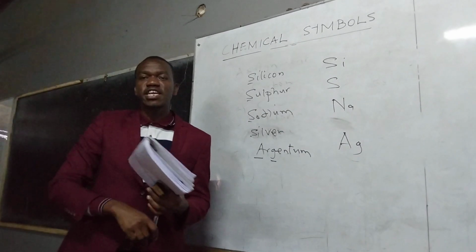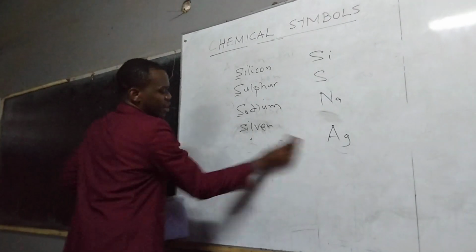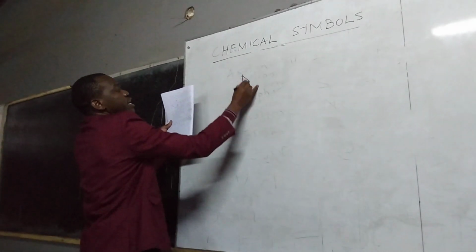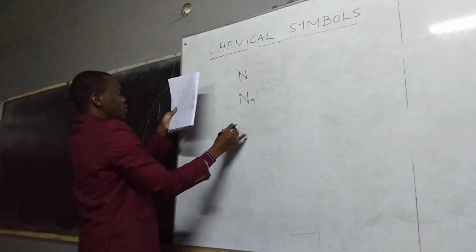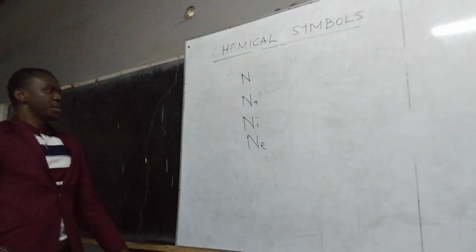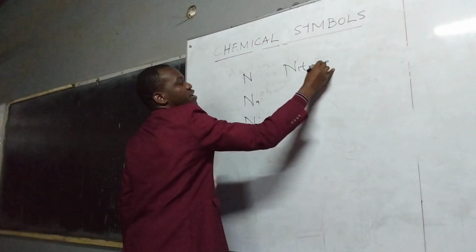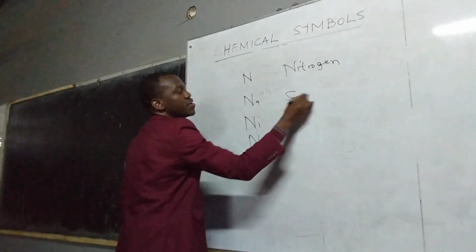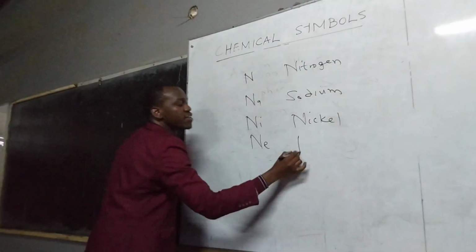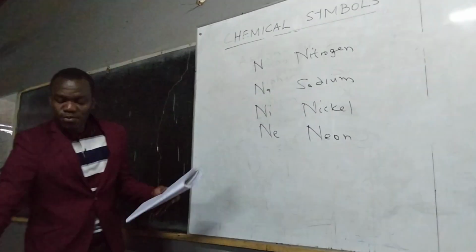We still have even those chemical symbols that start with the same letters. For example, we have N, we have Na, we have Ni, we have Ne. You see all of them start with N, but they don't have the same name. This one is nitrogen, the chemical symbol for nitrogen. This one is sodium, and then this one is nickel, and then this one is neon. So this is where you need to do a lot of practice. At your free time, you'll also do this.